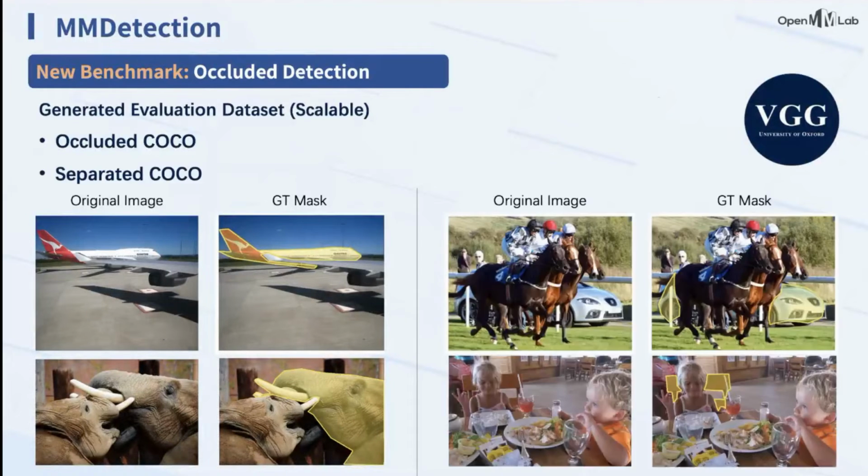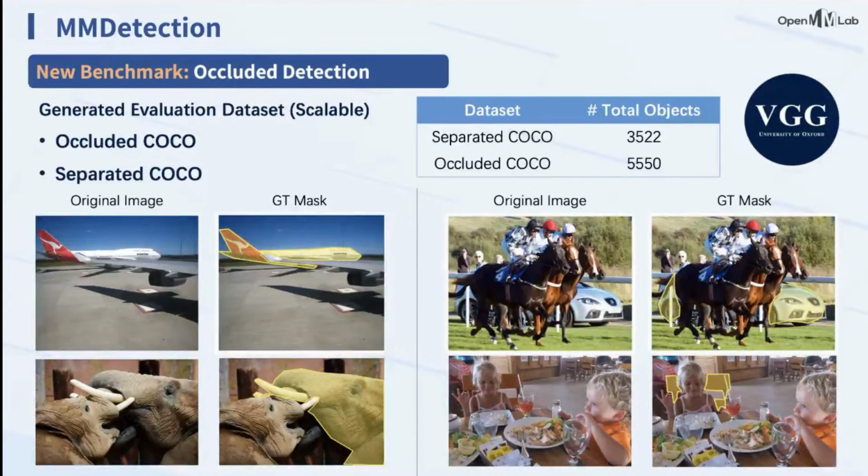Basically, it uses a scalable way to generate the evaluation dataset for evaluating detection capabilities in two conditions. The first condition is the occluded COCO, which aims to detect objects under common occlusions. For severe occlusions, where the objects are separated in the image, it also evaluates a condition named the separated COCO. It provides a dataset for these two conditions, including many annotated objects. So occlusion is a new challenging scenario for object detectors to explore and conquer.